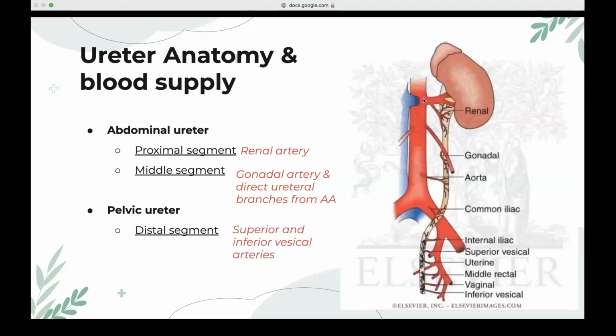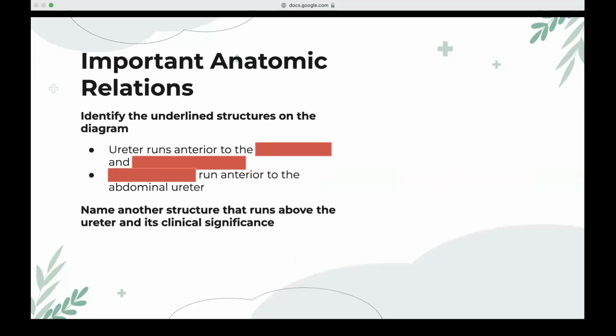So here, you'll see how the ureter at the beginning is supplied by the renal artery. Then here it's the gonadal and some direct branches from the abdominal aorta. Then when it enters the pelvic cavity, it has many supplies, but the main supplies are the superior and inferior vesical arteries.